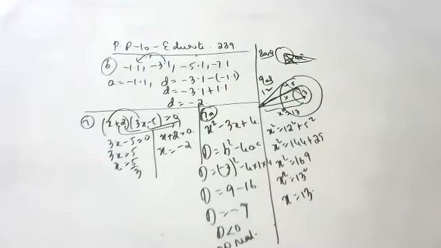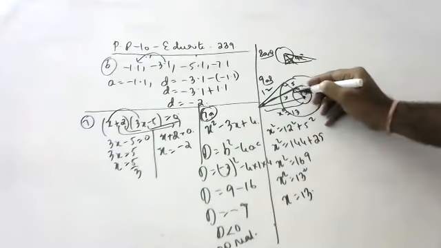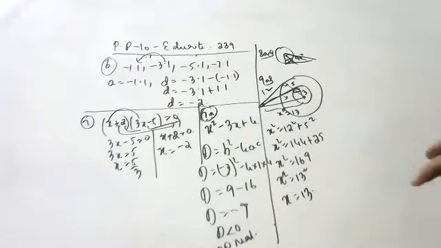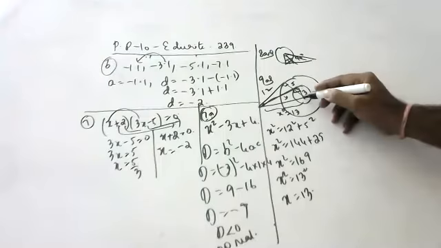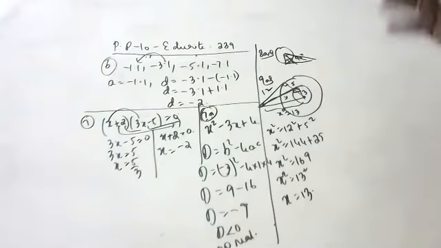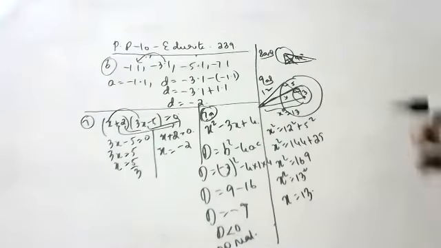Okay, children. Since, sir, we cannot apply tangents meeting at a point. How come this? PA and PB are tangents. No, they should be from the same circle. They are from different circles.